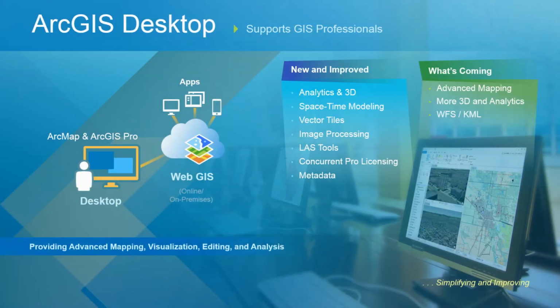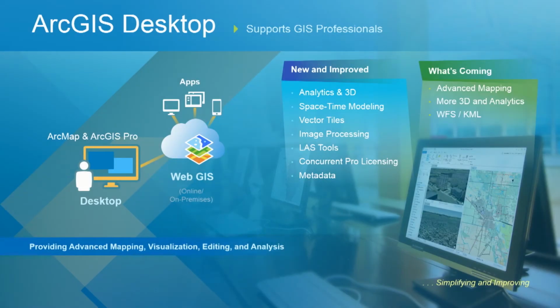The advantage of Pro is that it's web app focused. It's also 64-bit and very fast, and it comes out again next week in version 1.2. It's powerful, but I'll highlight some of the work that we're doing here. More 3D and 2D analytics, new tools for LAS support, concurrent Pro licensing, and then what's coming in the future is KML, more OGC support, advanced mapping, and 3D analytics.